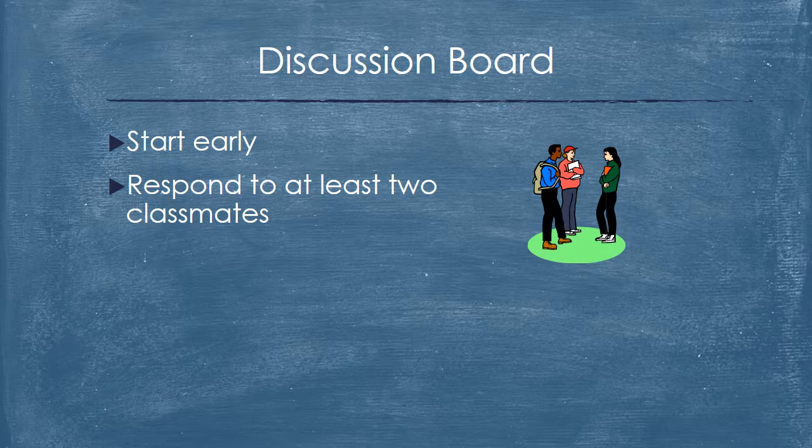Responding to at least 2 classmates is also a requirement for all of our discussions and is part of your grade. So 30% of your discussion board grade each week is your response to your classmates. If you only respond to one person, you'll only get half credit maximum. If you don't respond to anybody, you'll get 0 points for that 30%, and that'll take a big toll on your grade, even if you have a really wonderful post yourself.